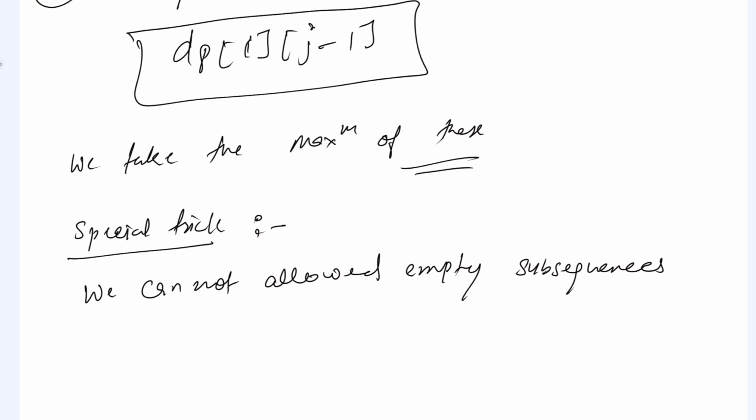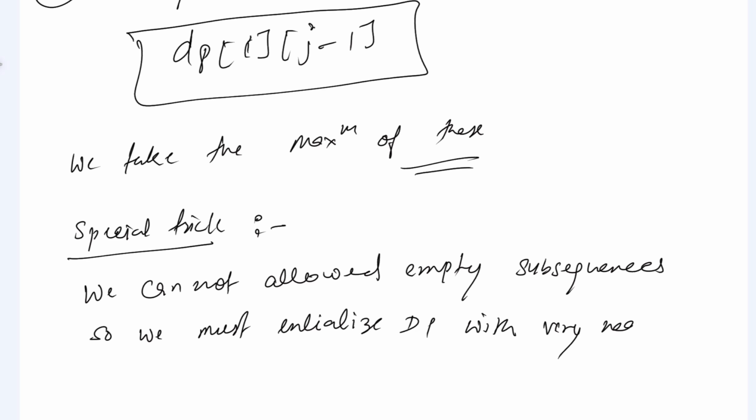Can we say that? So we must initialize dp with very negative values. That is called not zero. Okay, so this is the concept that you should never forget.